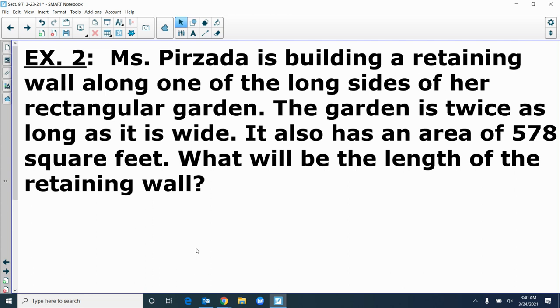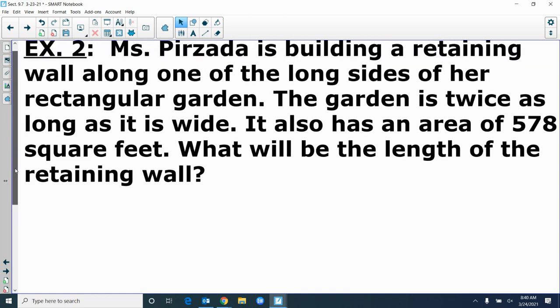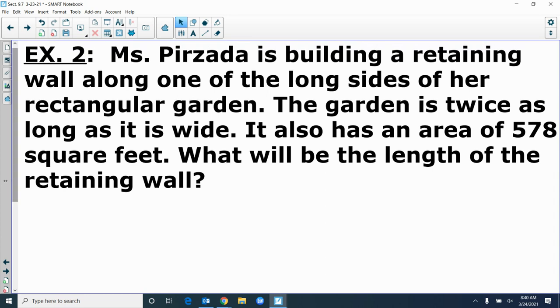All right, that very last one there. We didn't get to it, but maybe with the one before, we'll have a good idea. She's building a retaining wall along one of the long sides of her rectangular garden. The garden is twice as long as it is wide. It also has an area of 578 square feet. What will be the length of the retaining wall?